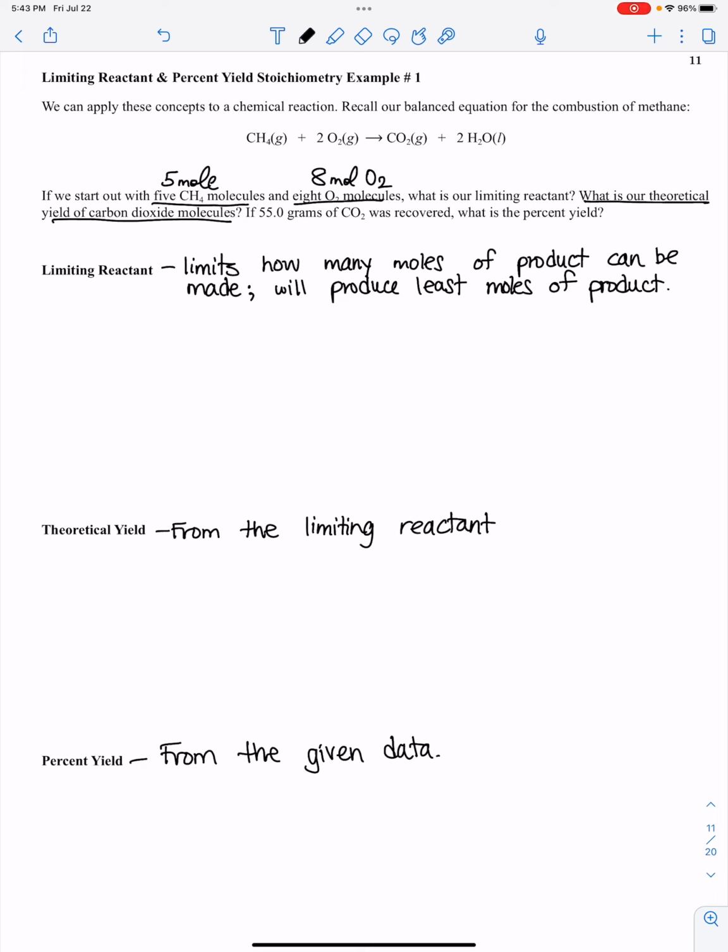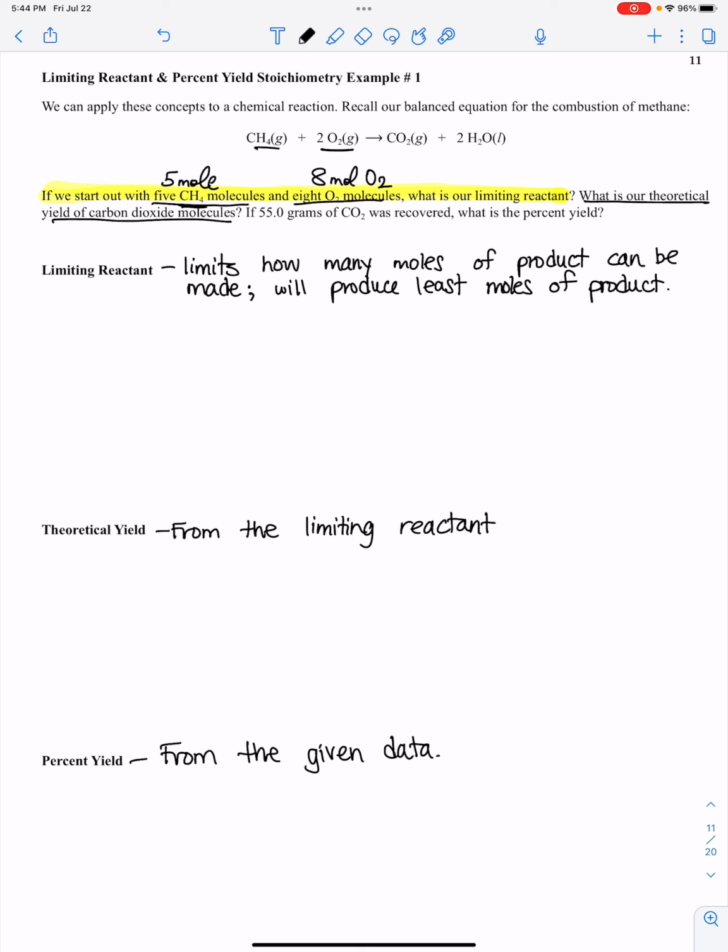Recall our balanced equation for the combustion of methane right here. If we start out with, I changed this to 5 moles of CH4 and 8 moles of O2, what is our limiting reactant? Let's answer that first. What is our limiting reactant? To remind you, our limiting reactant is one that will limit how many moles of products can be made. It will produce the least moles of product.